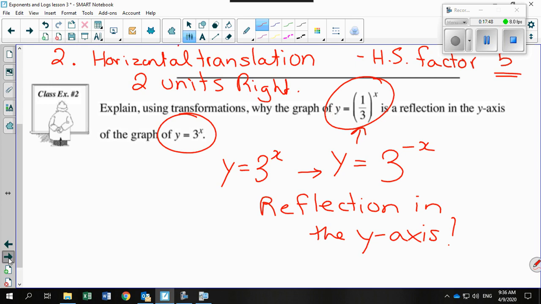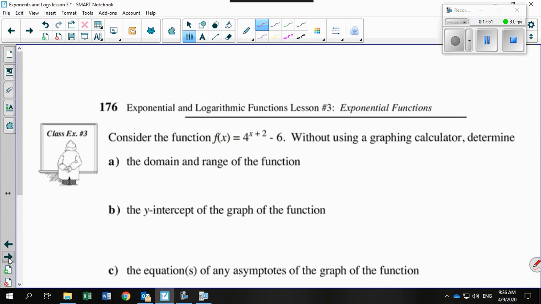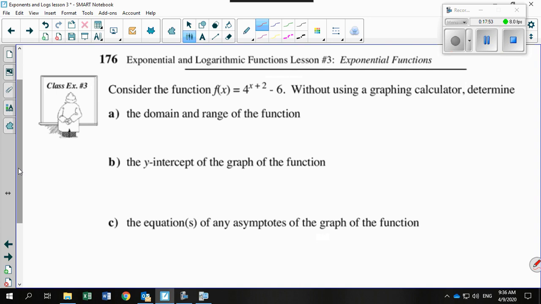Okay, this last one, again, we can talk about the domain and range. This is something that if you were writing the diploma, you would 100% see as a question on the diploma, talking about the characteristics of an exponential function without a graphing calculator. So when talking about the domain and range, I want to think about what's going to affect the domain. Right now, my domain is all real numbers. Is that going to change? Absolutely not. Me moving it 2 units to the left doesn't change it. So my domain is still all real numbers.